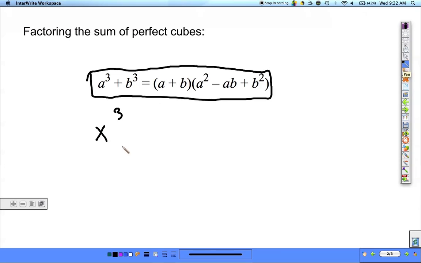X cubed plus 8. Now, it's a little bit harder to recognize perfect cubes, but you're always just going to want to see if you can take the cube root of something and have it be some sort of integer value. So if we have x cubed plus 8, I want to rewrite it just to make my life easier. I'm going to write it as x cubed plus, the cube root of 8 is 2, so I can rewrite 8 as 2 to the third power.